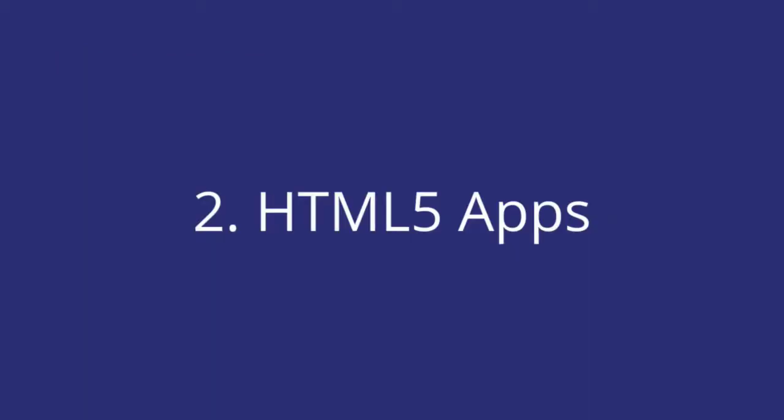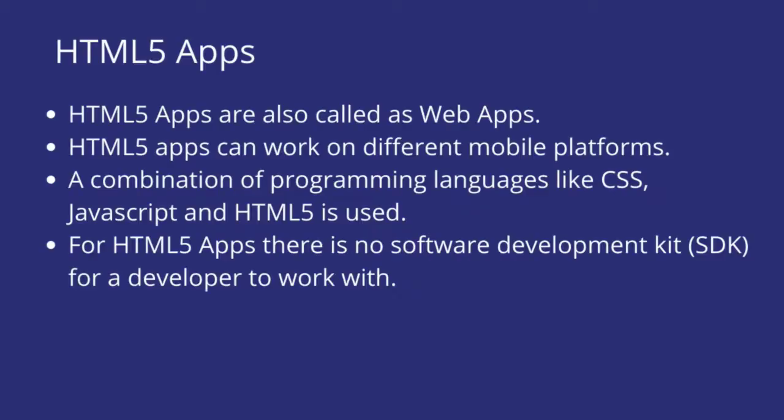Now, second, that is HTML5 apps. HTML5 apps are also called web apps. This is because an HTML5 mobile app is a web page that works like any other app. HTML5 apps can work on different mobile platforms. A combination of programming languages like CSS, JavaScript and HTML5 is used. For HTML5 apps, there is no software development kit for a developer to work with. There are templates and frameworks available for developing web apps like Angular, React and Vue.js.